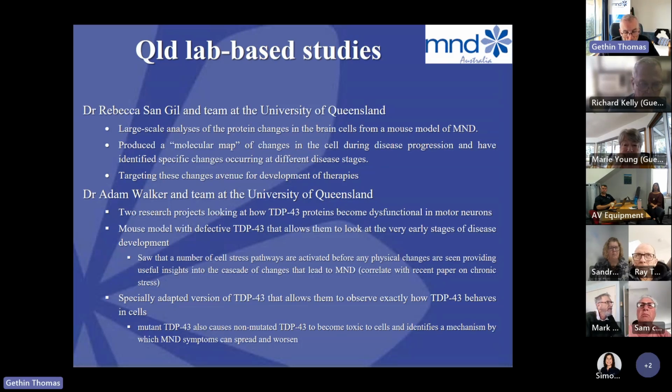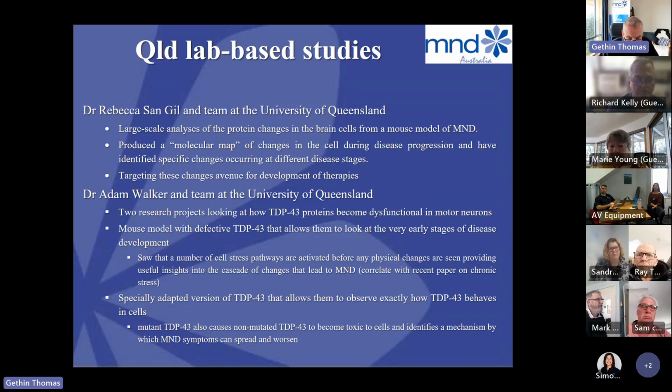There have also recently been other papers from other countries, just one this week, that showed this chronic stress. It seems to be a real issue in MND and other neurodegenerative diseases. So it's something that is going to be a big target going forward, I think, to work out how we can stop that.